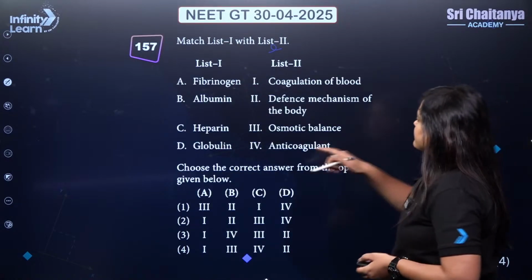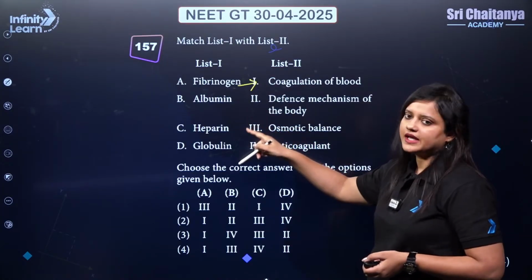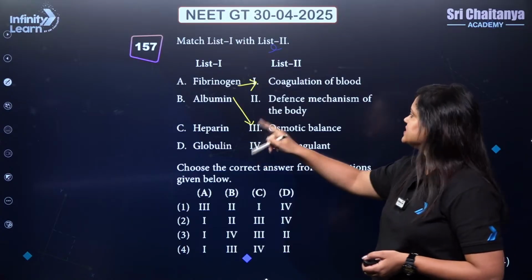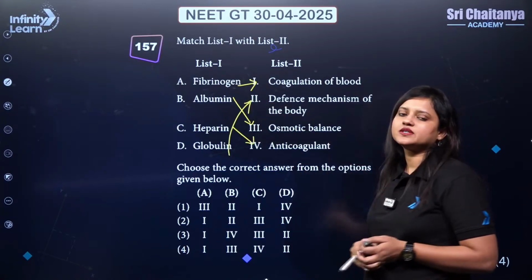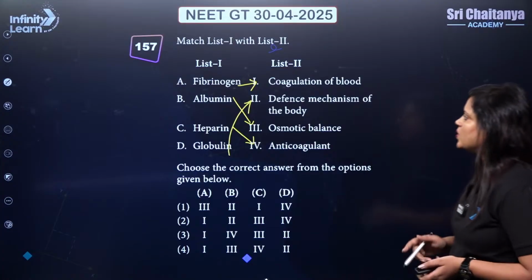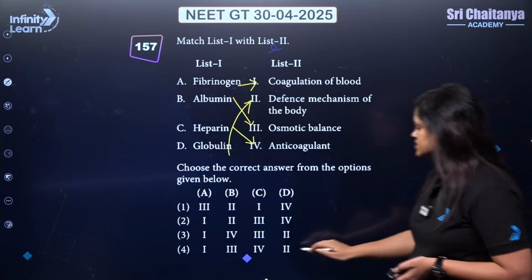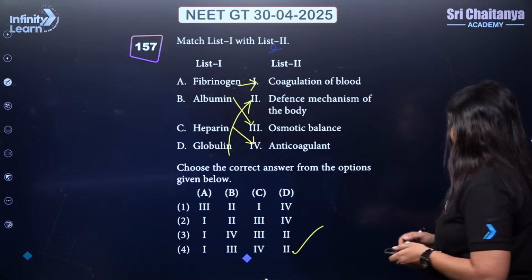Next. Fibrinogen will help in coagulation of blood. Albumin will help in the osmotic balance. Heparin is an anticoagulant. And globulin helps in the defense mechanism of the body. So A is matched with 1, B with 3. Okay, so we got our answer. It should be 4. Next.